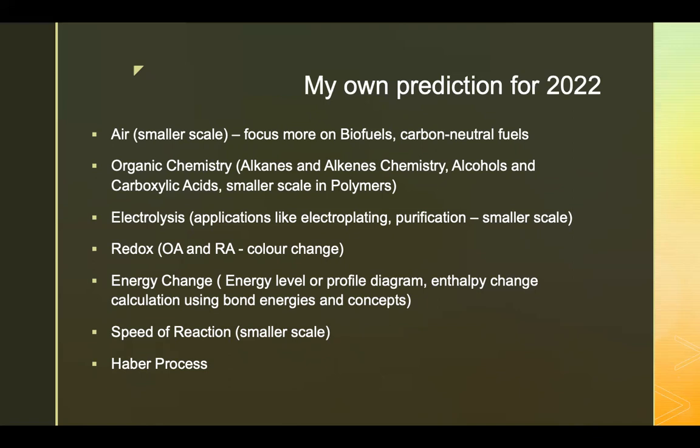Redox, yes, not much in 2021. Get ready for OA-RA color change, or a question on explaining why this substance is an OA or RA, and explain in terms of oxidation state or even electron transfer. Energy change, yes, speed of reaction on a small scale, and definitely Haber process.